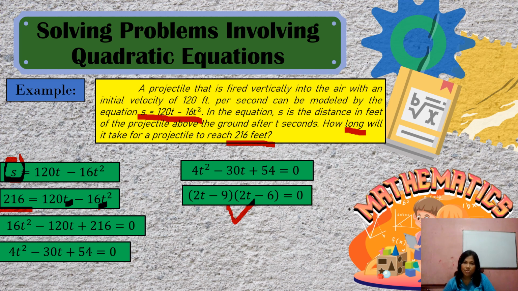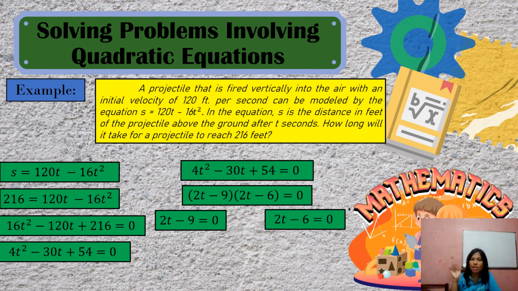Okay, 9 times 2 is 18. That's negative 18 actually. So that's negative 18t. Then 2 times 6 is 12, so that's negative 12t. Then when we add 18 and 12, since they are both negative, that will be equal to negative 30. So the factors are correct. Okay? So because the factors are correct, class, let's proceed with equating each factor to 0.